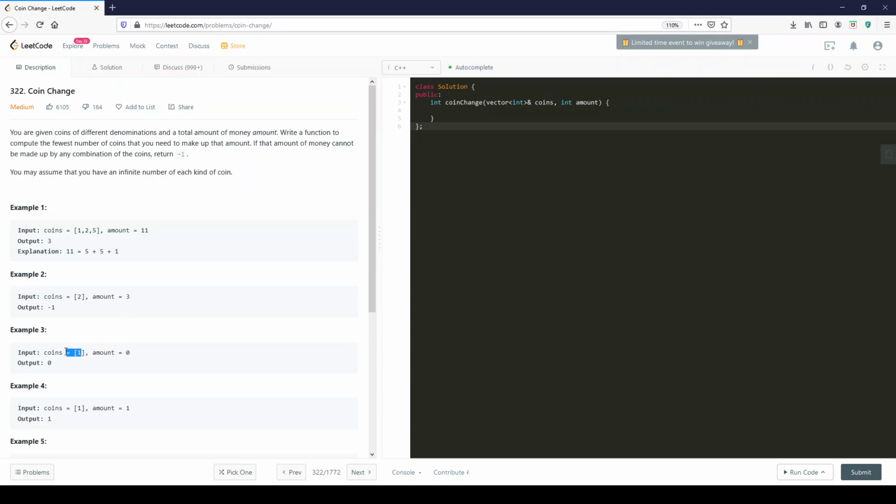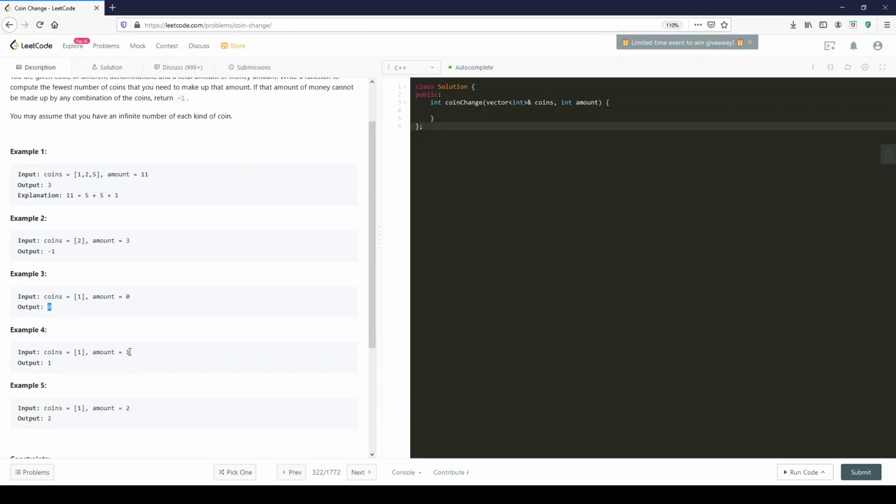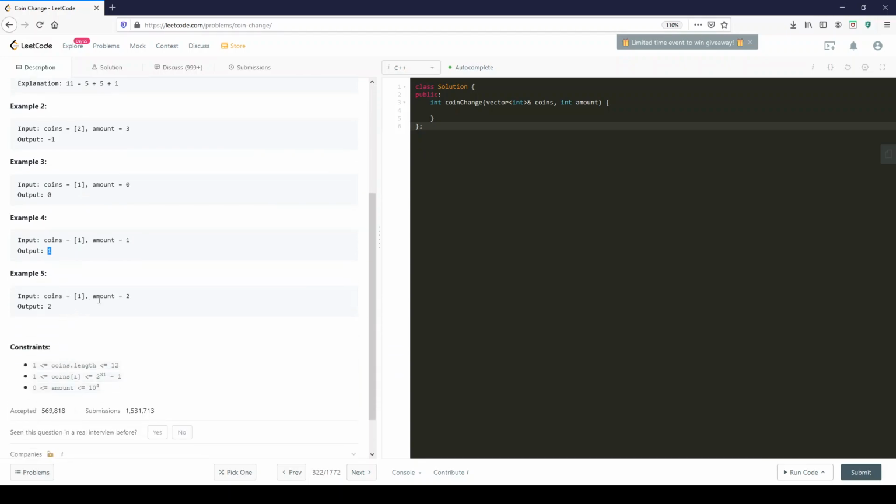Now you have coins 1. Can you make up the amount 0? The fewest number of coins that you could use is 0, actually. So you have coins, but you don't need to make any amount, so you don't need to use any of your coins. If you have the amount 1 and you have a coin that has a value of 1, well, you could use that coin, and that means your minimum is 1, and so on and so forth. So here you have an amount 2, you have coins of type 1. Your output is 2 because 1 plus 1 equals 2.